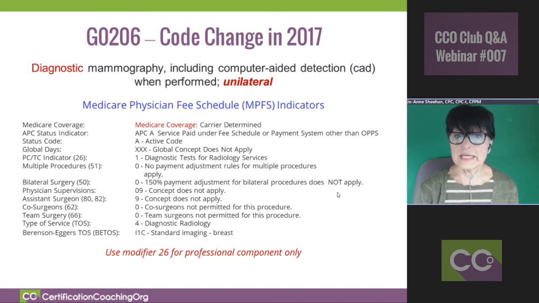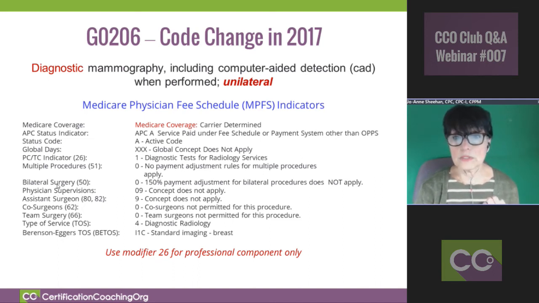you look up the code, and it'll have a Medicare physician fee schedule and all the indicators. And here it's saying Medicare coverage is carrier determined, and the service is paid under a fee schedule or payment schedule other than outpatient payment prospective system. It's an active code. There are no global days. It is PC, professional component, technical component indicators are required. There's diagnostic tests for radiology services. There are no payment adjustment rules with modifier 51.